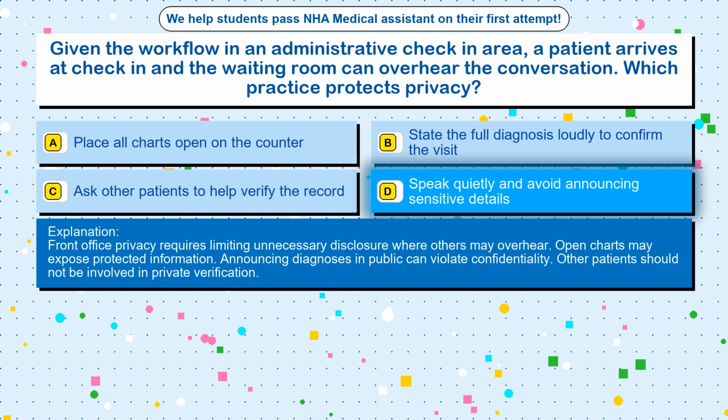Front office privacy requires limiting unnecessary disclosure where others may overhear. Open charts may expose protected information. Announcing diagnoses in public can violate confidentiality. Other patients should not be involved in private verification.